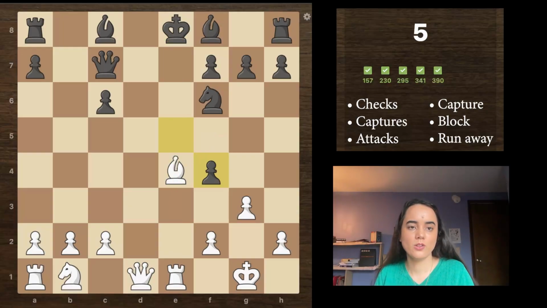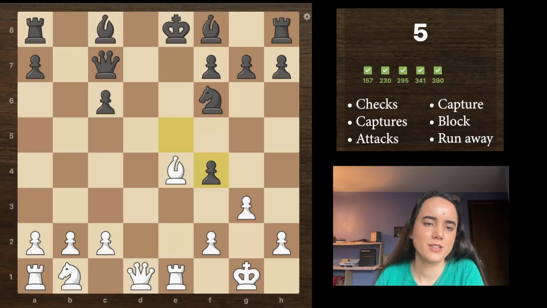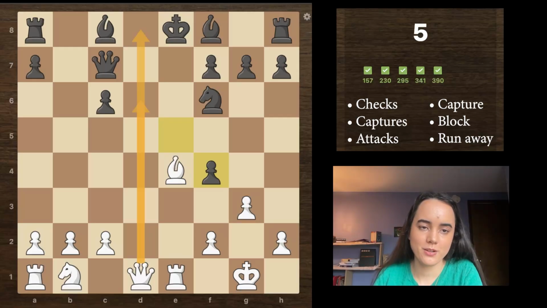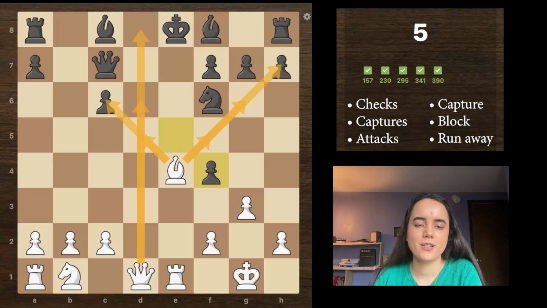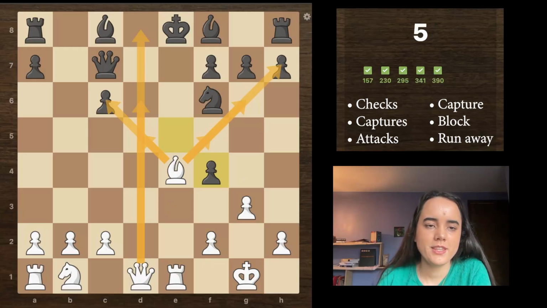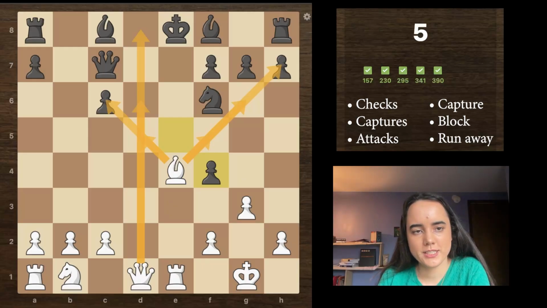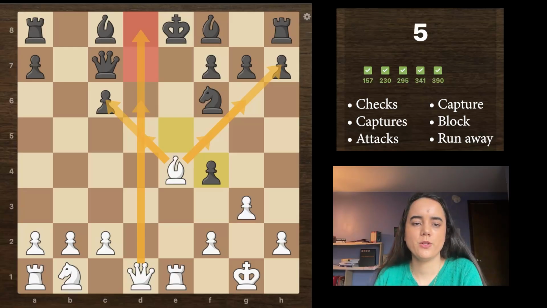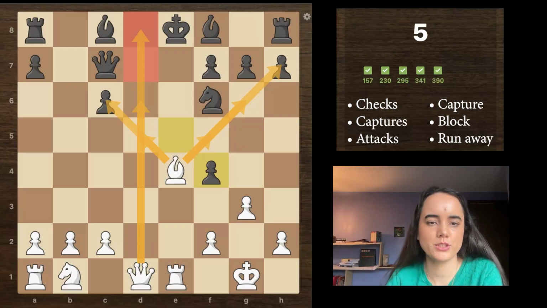So we've got a lot of checks here. We got this check, we got this check, and so on. All right, so I can see that the two queen checks here and here just give away the queen. So they don't look like the probable solution.